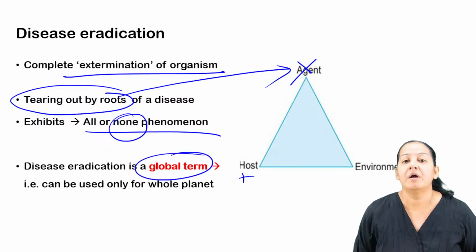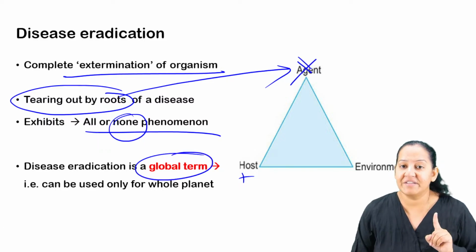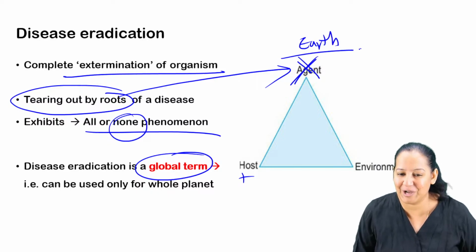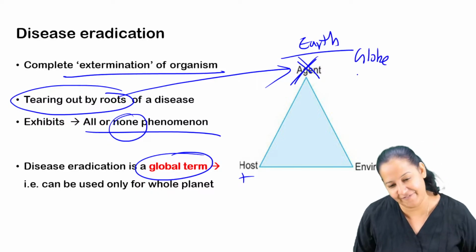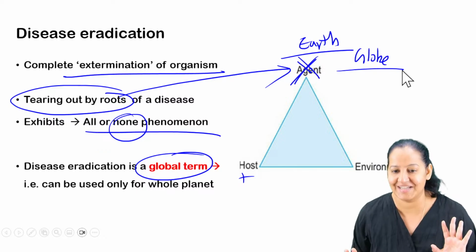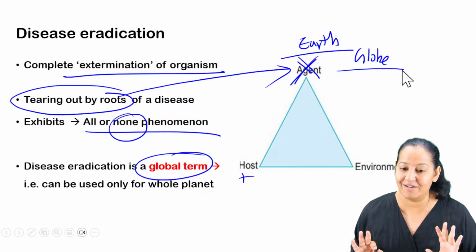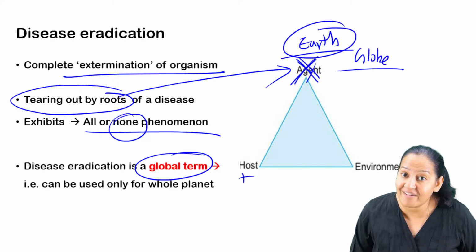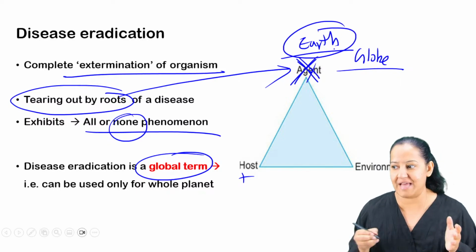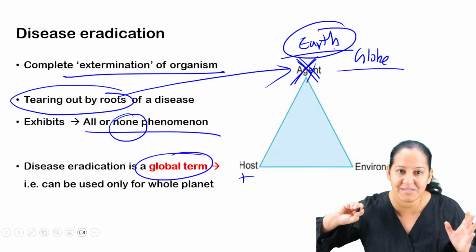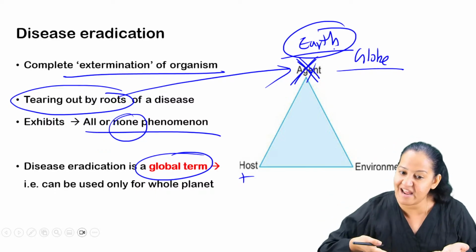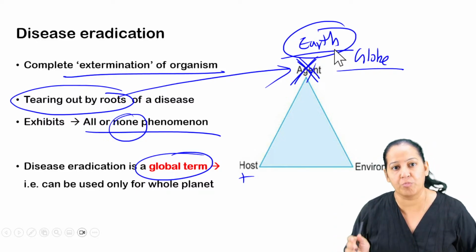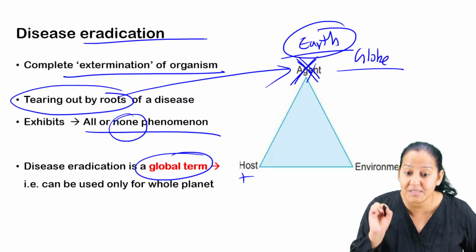It's a global term. We use this term only when the agent is absent on the entire earth. Earth is our planet, our globe, on which human life exists. Till now, that is the discovery. So when the agent is absent on the entire earth, it is not only in India. If the agent is absent in India but present in other countries, I cannot say it is eradicated. It can again come into the Indian environment. No, if it is absent on the entire earth or entire globe, then only I can use this term. So this is a global term.